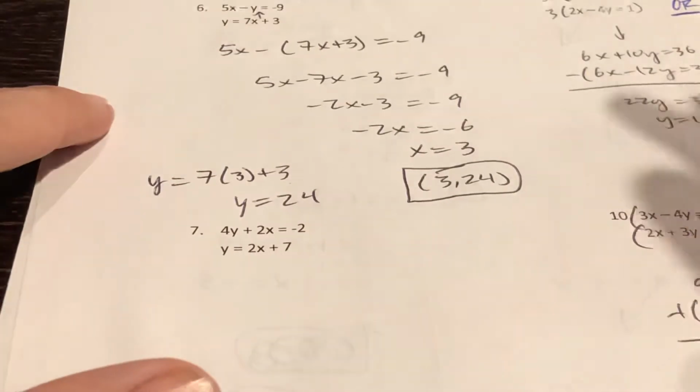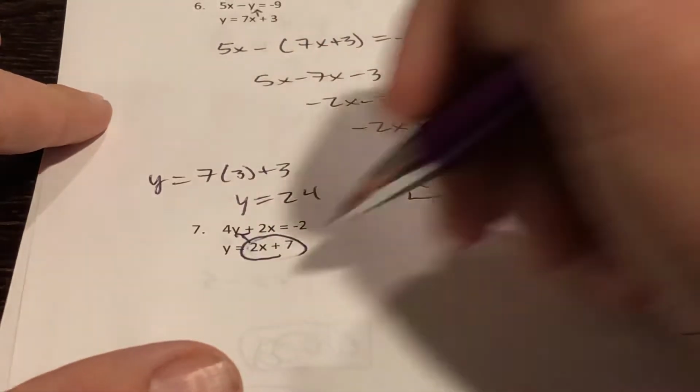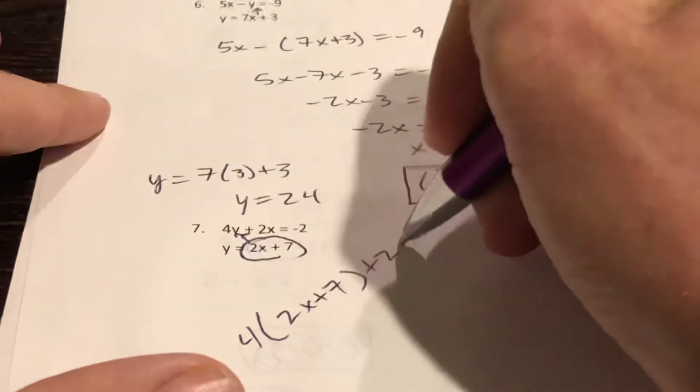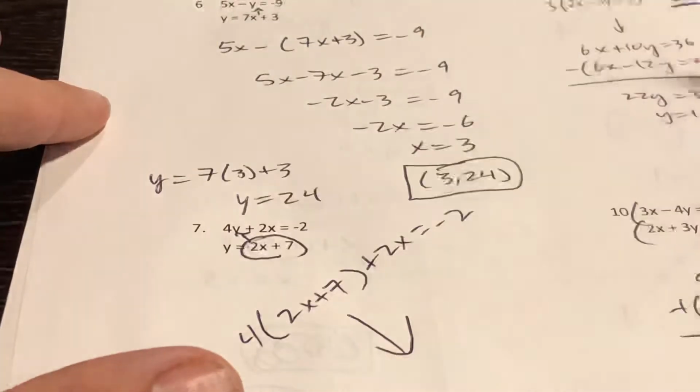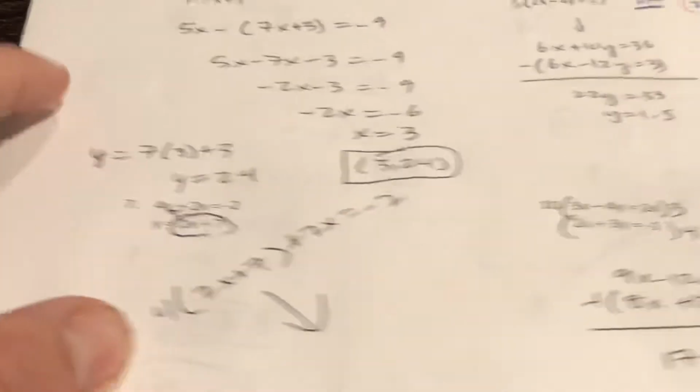All right, number 7, you guys can do 7. You're going to plug 2x plus 7 in for y. It's going to be 4 times 2x plus 7 plus 2x equals a negative 2. Just going to go from there. I think you get negative 3, but sure, that works.